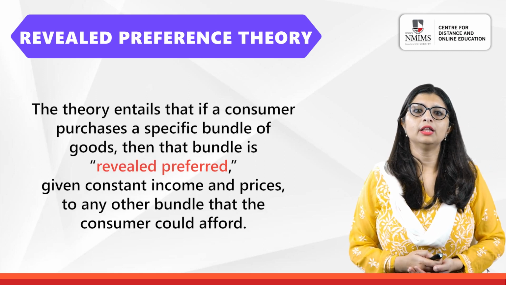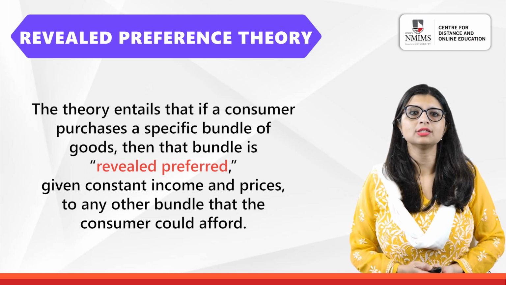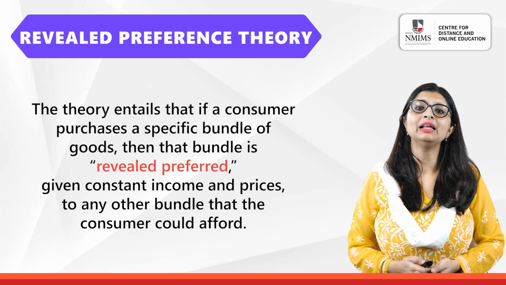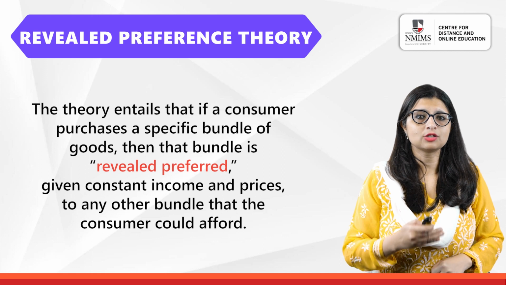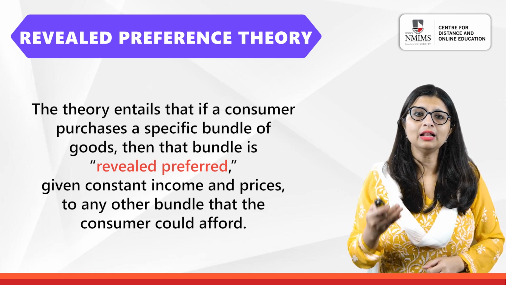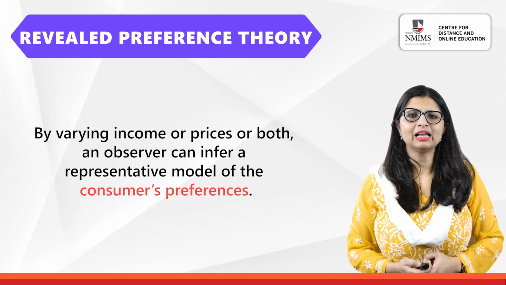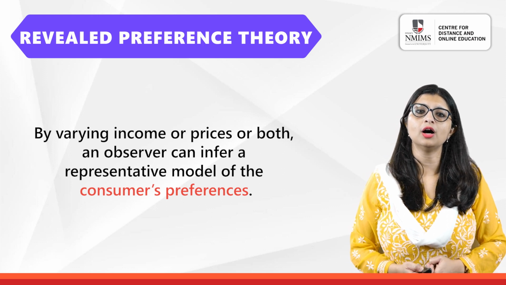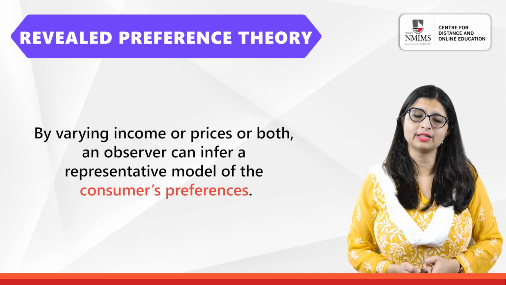circumstances. The theory entails that if a consumer purchases a specific bundle of goods, then the bundle is revealed preferred, given constant income and prices, to any other bundle that the consumer could afford. By varying income or prices or both, an observer can infer a representative model of a consumer's preference.